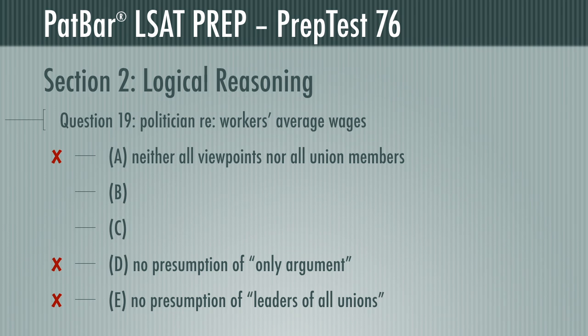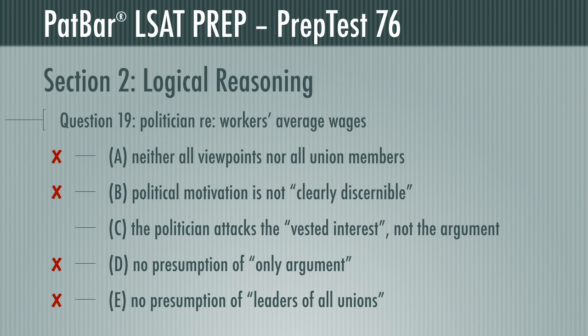Again, this may seem to make sense, except for the subtle change in phrasing. The politician says a vested interest, which can be a political motivation, but it's not a requirement, and therefore not clearly discernible in terms of what we are given. Had you picked either A or B and moved on, you'd have missed that C is not only correct, it's exactly correct. The politician is treating the union leader's vested interest as the only reason needed to discredit their argument. It attacks the union leader's motives, and that is the flaw.